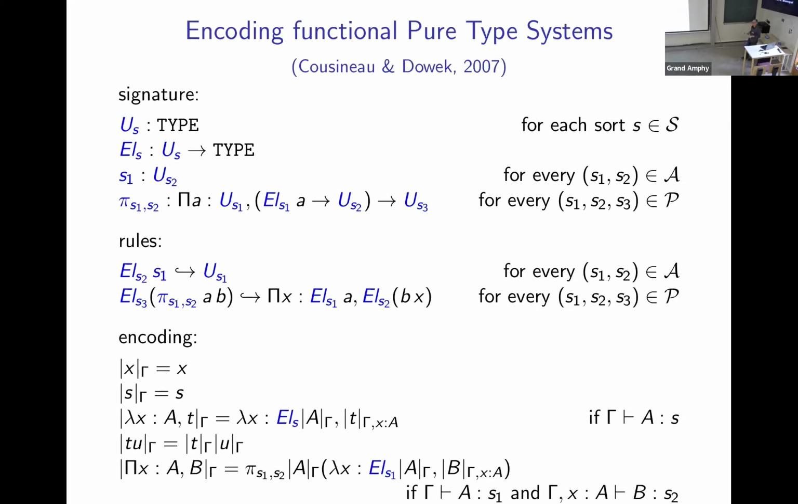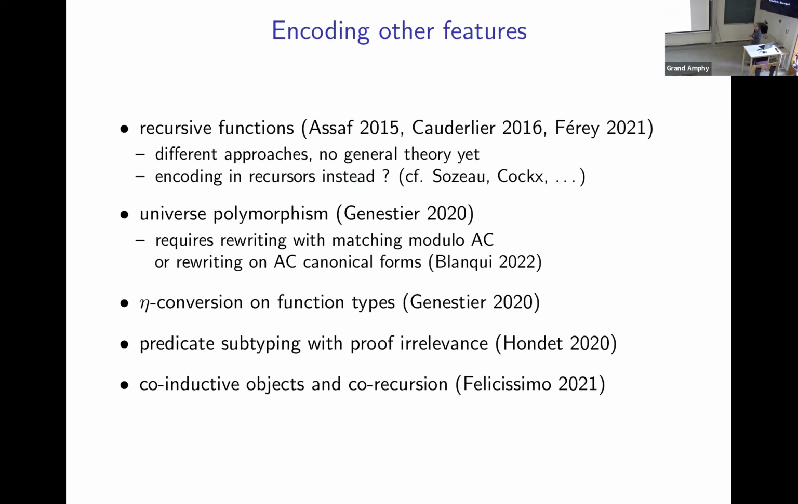So here you get the encoding, and you can prove that it has nice properties. You can prove the correctness, so that every well-typed term in the PTS is mapped to a well-typed term in the logical framework. And for conservativity, or completeness, it's more complicated because you may not have termination. Some PTS are not terminating.